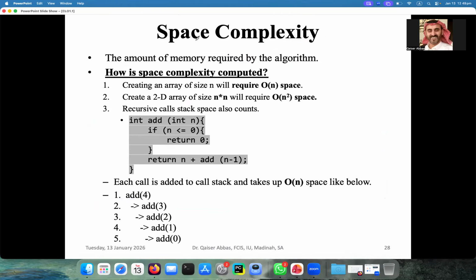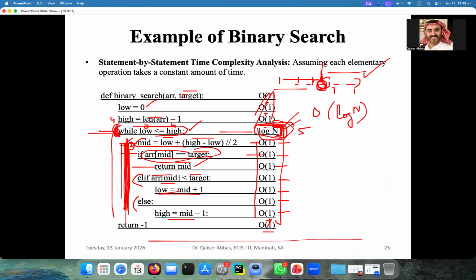Now moving on to space complexity. You understood this time complexity. Now you understand how we can calculate the time complexity of an algorithm. Okay, this is just one example.